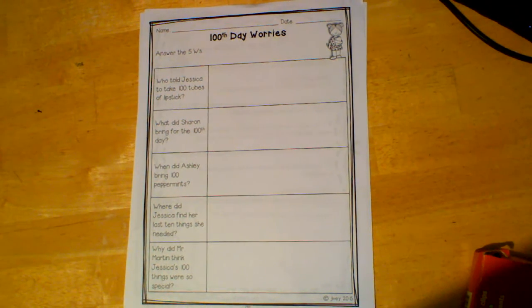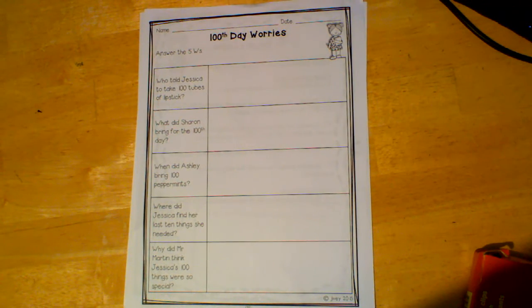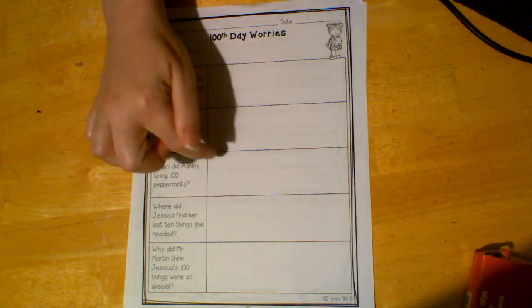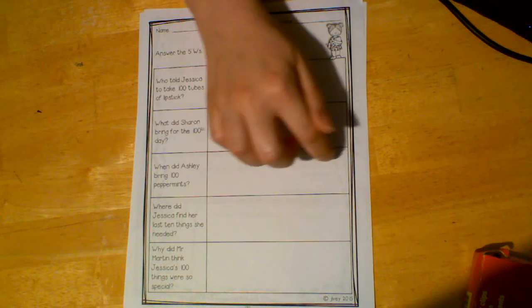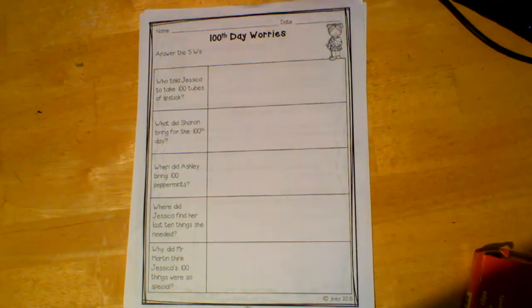What did Sharon bring for the 100th day? Well, if you don't remember, you can always look back at the video of the story. Make sure it's a good sentence. Start with Sharon brought, and whatever she brought, okay? When did Ashley bring 100 peppermints? So in other words, what day? Okay. So we're going to start our sentence with Ashley brought peppermints on the whatever day it was.